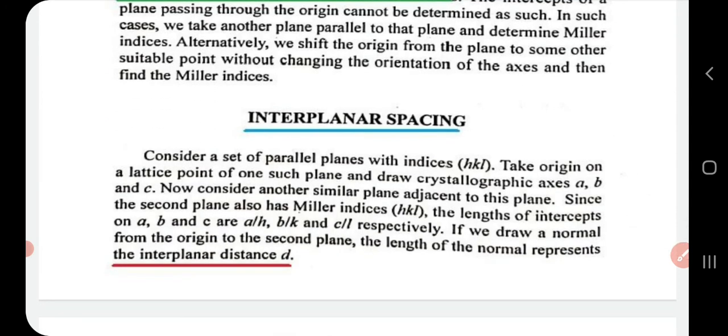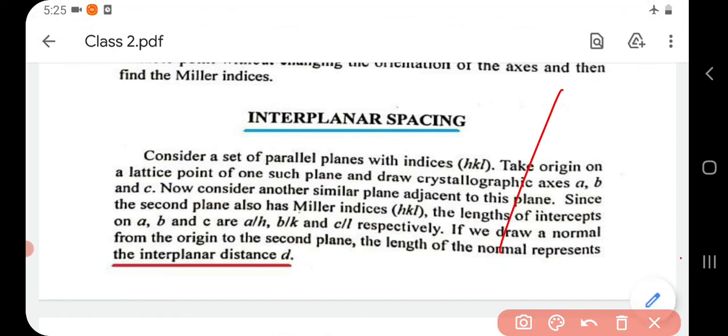Now the last section is interplanar spacing. Interplanar spacing is nothing but the space between any two adjacent sets of parallel atomic planes. We know that in a crystal, atoms are arranged in various planes. So the distance between any two adjacent sets of parallel atomic planes is called the interplanar spacing, and it is represented by small letter d. Small letter d. Okay.